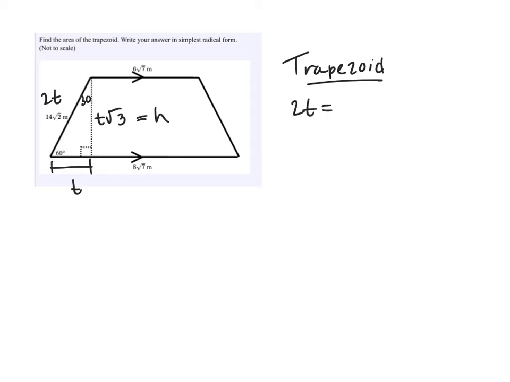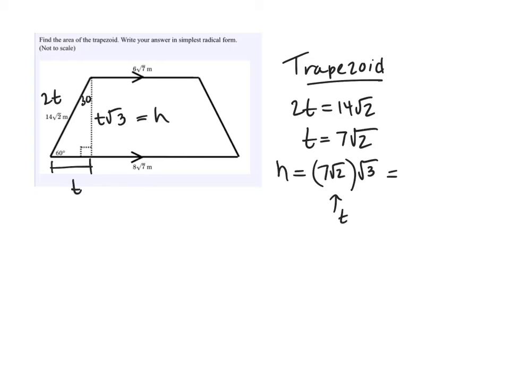2t then is 14 root 2. And if we divide both sides by 2, we see that t is 7 root 2. Now the height is t root 3. T root 3. This is our t, which is 7 root 2. So the height ends up being 7 root 6.